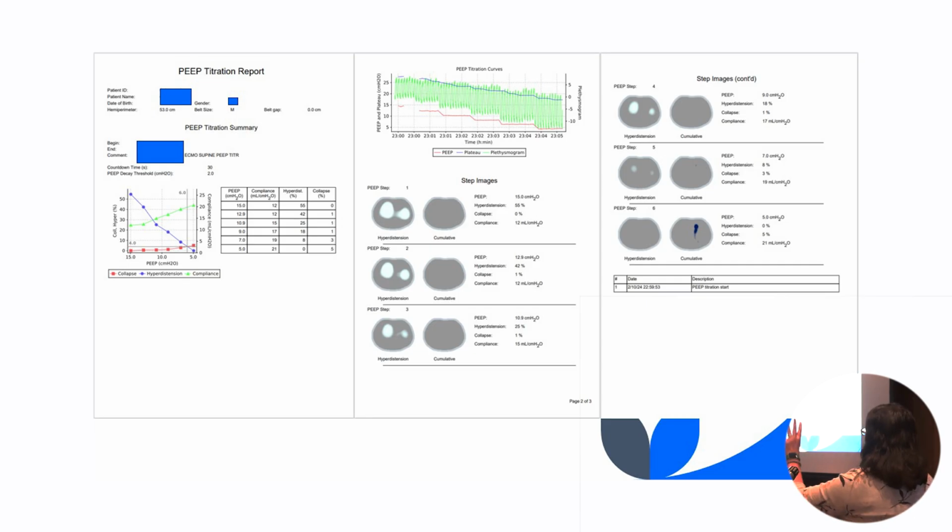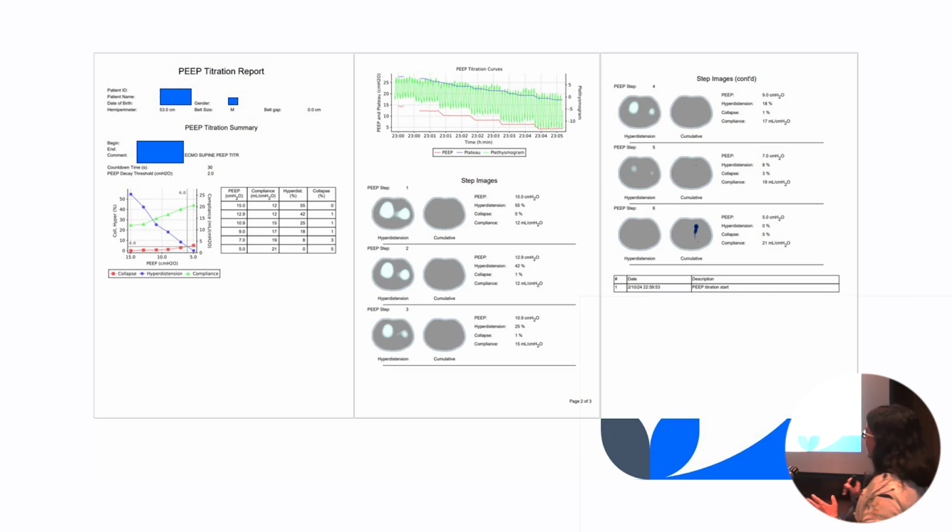And it's gonna give you 3 things, okay? It's gonna give you a graph that's gonna look at collapse, hyperdistension, compliance, and there's gonna be a line of best fit. And then it's gonna give you a numerical table here that's gonna show you your PEEP. It's gonna look at compliance, hyperdistension, and collapse. And then finally, it's gonna give you those, what I showed in the slides earlier, of those white versus blue images of hyperdistension and collapse with a visual representation.